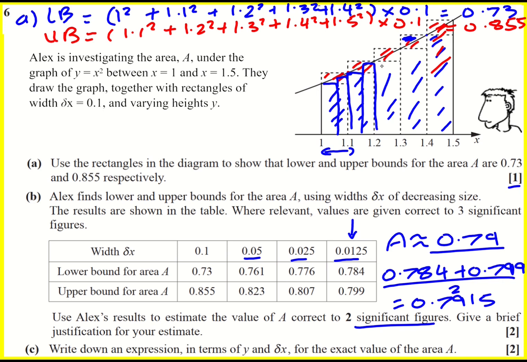So the upper bound is overestimating. We get these extra bits. The lower bound is underestimating. We can sort of see that the gaps are very similar. So that is definitely a good justification for why it's 0.79.